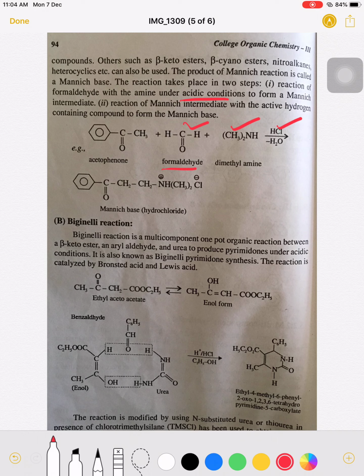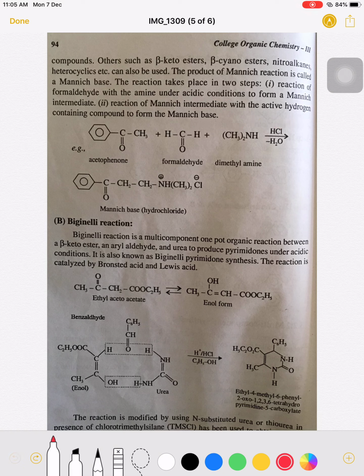So this is formaldehyde. Dimethylamine, a secondary amine, is used here, and acetophenone, an active methylene compound, is there. When these three components react with each other in acidic condition, we get this Mannich base, PhCOCH2CH2NH(CH3)2+ Cl-. So this is what the Mannich reaction is.